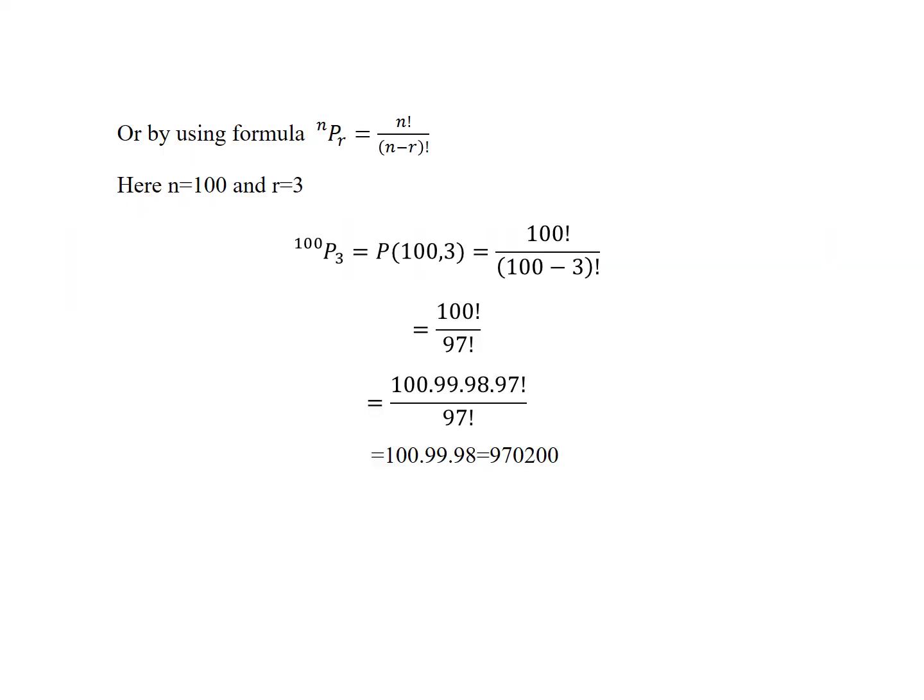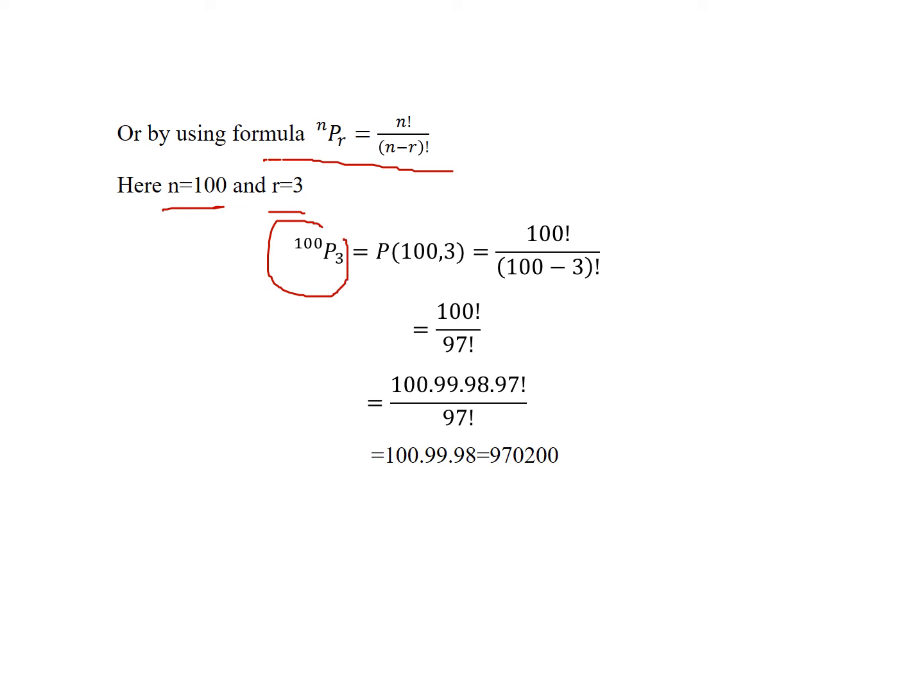Now we solve the same example using the formula. As we know, the formula of permutation is nPr equal to n factorial over n minus r factorial, where n is the total number given to us, that is the 100 people, and r is the number of selections we are making. As we have to select 3 prize winners, first, second and third, r is equal to 3.